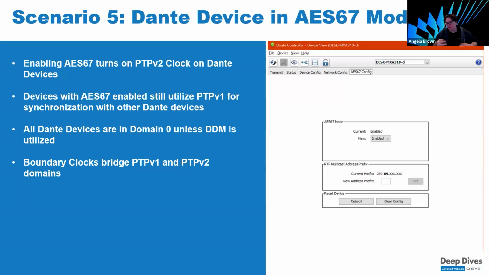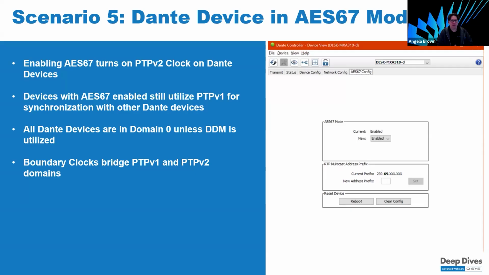So boundary clocks have three possible configurations. They can be the clock leader on V1 and V2. They can be the clock leader on V1 and a follower on V2. They can be the clock leader on V2 and a follower on V1. In the boundary clock situation, they very rarely end up being the follower on PTPv1. They usually end up being the clock leader for the PTPv1 side of things.